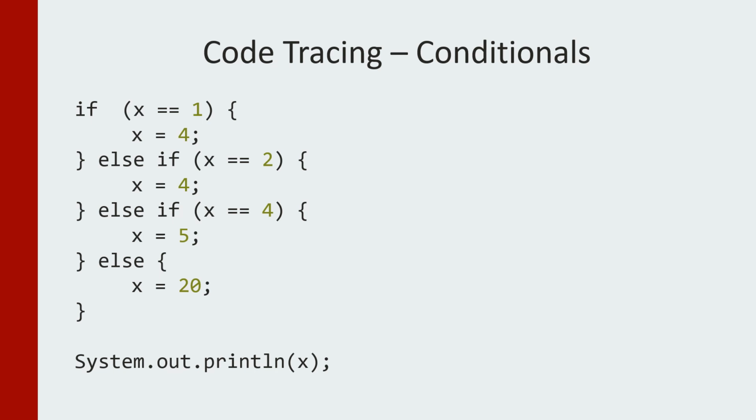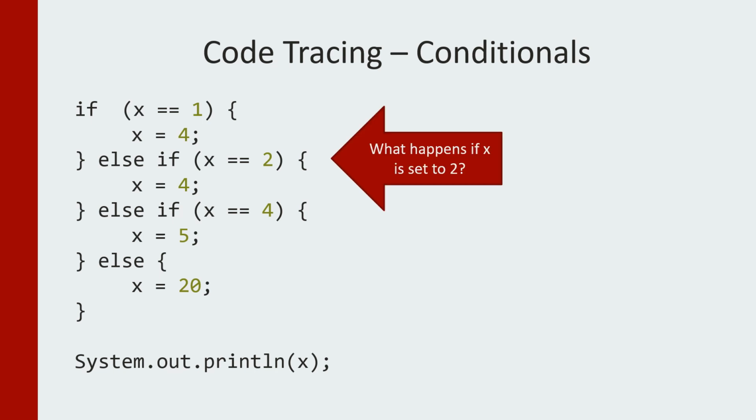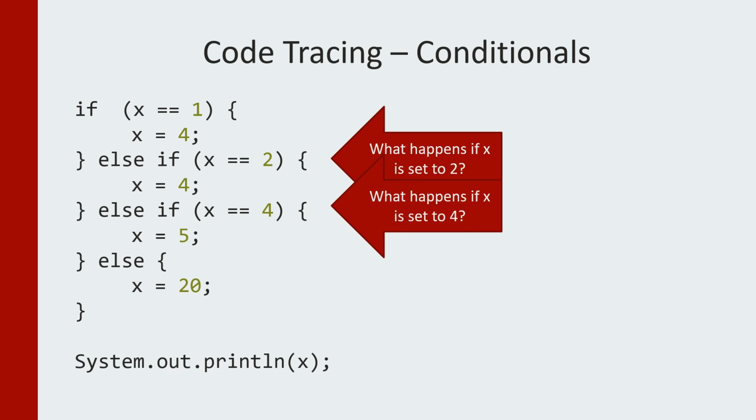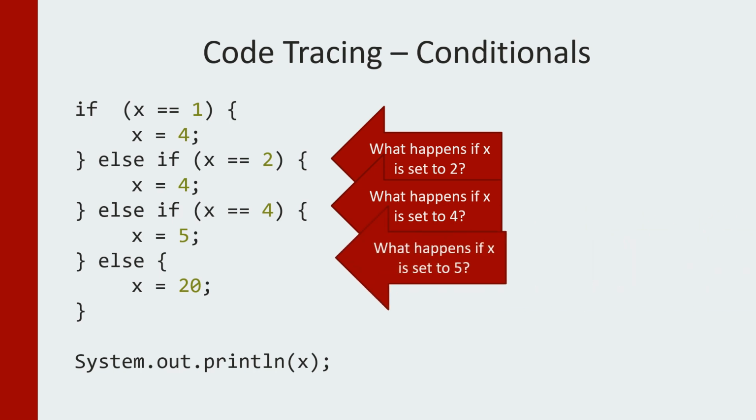So with code tracing for conditionals, what you want to do is figure out what's going to happen on each of the branches. For example, we can determine what will happen if x is set to 2. In that case, we would say, okay, if x is set to 2, I will get the output of 4. But if x is set to 4, then I know I'm going to get an output of 5. And then another thing to do is to see what will happen when x is set to anything besides 1, 2, or 4. For example, 5.